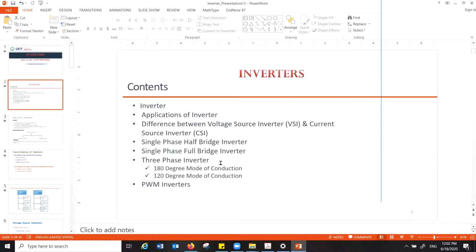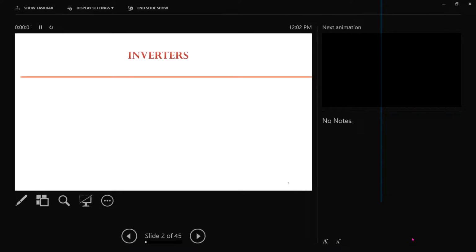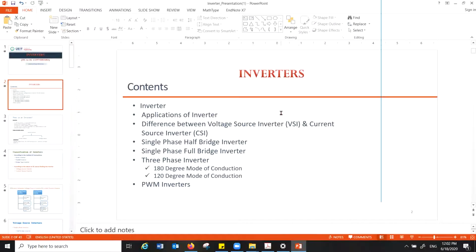And here are the course contents for this PPT. In this part of the course, we will discuss what is an inverter, what the applications of inverters are, and then the types of inverter, that is the voltage source or current source inverters. Then there are various implementations like single phase half bridge, single phase full bridge, and then we will discuss the three phase inverters with 120-degree mode of conduction and 180-degree mode of conduction. This conduction angle is the angle which is fed to the thyristor. Actually, this is the firing angle for the thyristors.